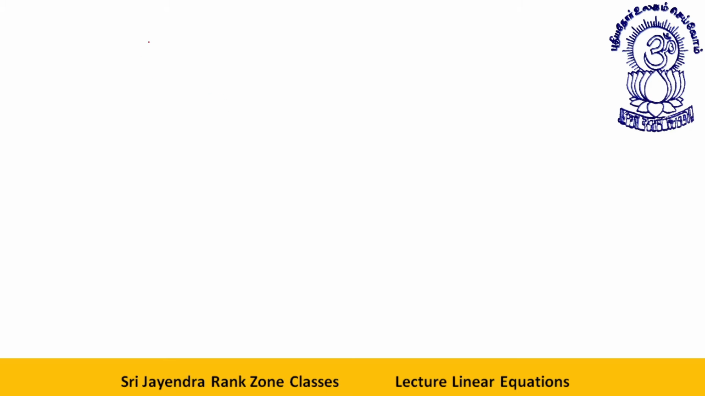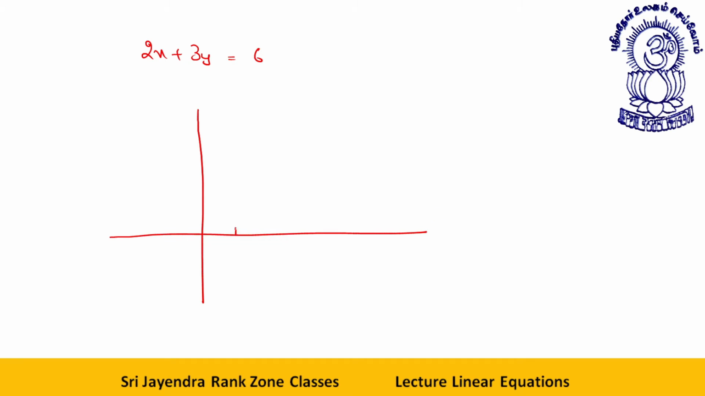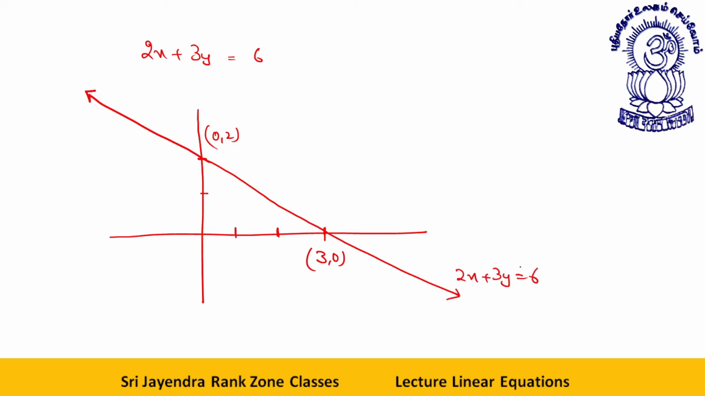Students, I take the equation of a line as 2x plus 3y is equal to 6. Few moments back, we drew this line. If you put y is equal to 0, you get x is 3. If you put x is equal to 0, you get y is 2. You can draw a line like this. This is the equation of a line, 2x plus 3y is equal to 6.